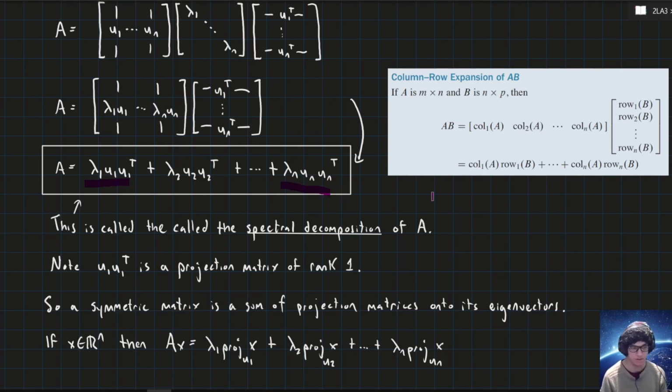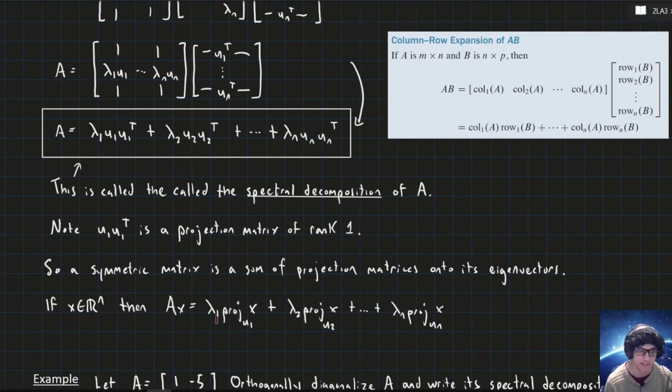Okay, and if we had an x in Rn, and we wanted to compute A times x, one of the ways to think about it is we're taking that x, projecting it onto u1, the first eigenvector, adding it to the projection of x onto u2, adding it on to the rest.